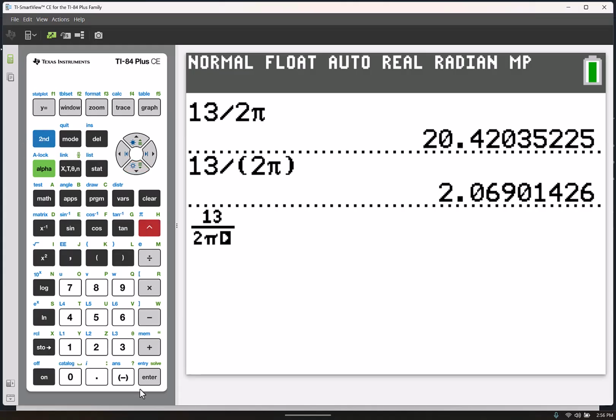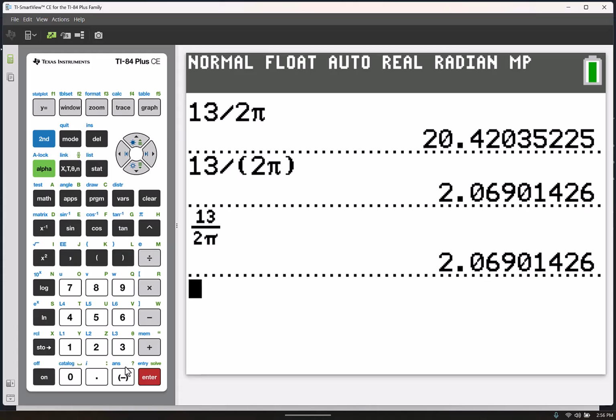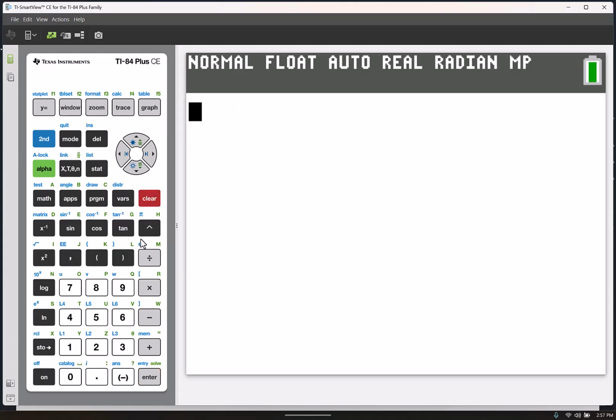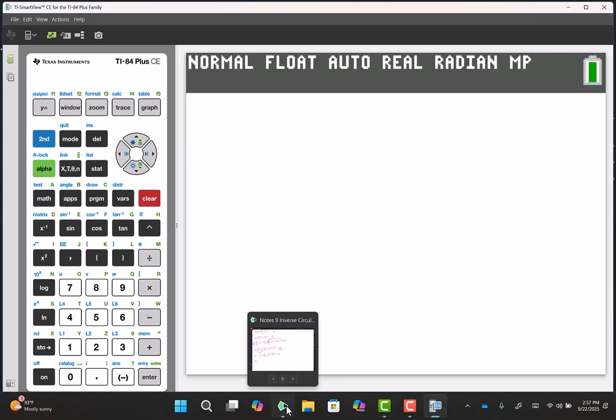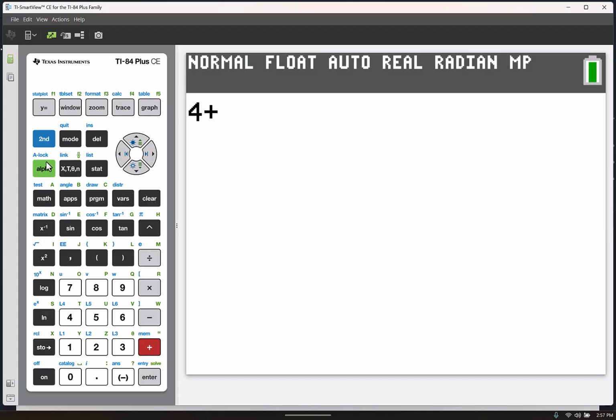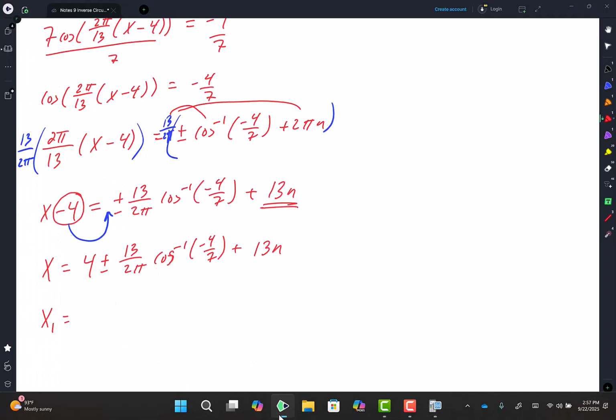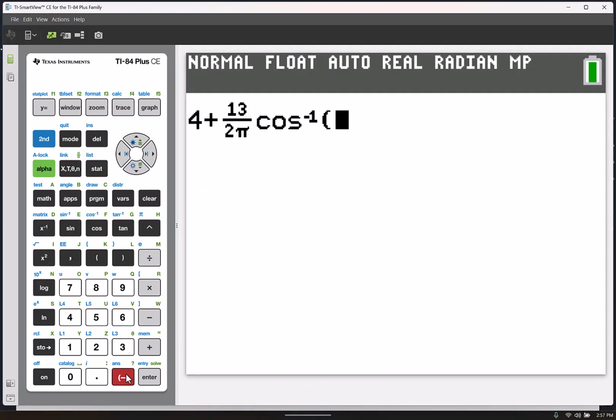Maybe I wasn't being specific enough. See? 13 divided by 2 pi is 2.069. Okay, that was just a side note. Let me just do what we were initially doing. 4 plus, and be careful on this part, alpha y equals enter, 13 in the top, 2 pi in the bottom. Or use parentheses. Arc cosine, so I'm going to put second arc cosine of negative 4/7. We better get one of those answers that we got in there.